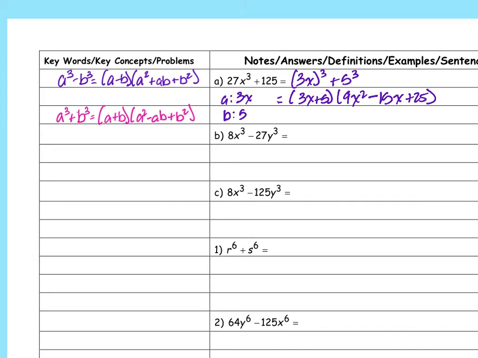So there's a. B, let's see, b would be rewritten as 2x cubed minus 3y cubed. So that means that a is 2x and b is 3y. So it factors to, it's a minus, okay. So 2x minus 3y. And then a squared is 4x squared. A times b plus a times b, 6xy plus b squared, 9y squared.